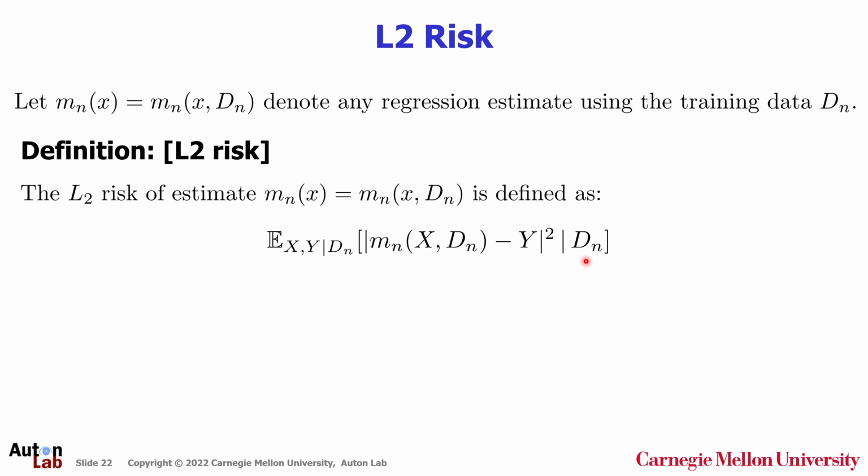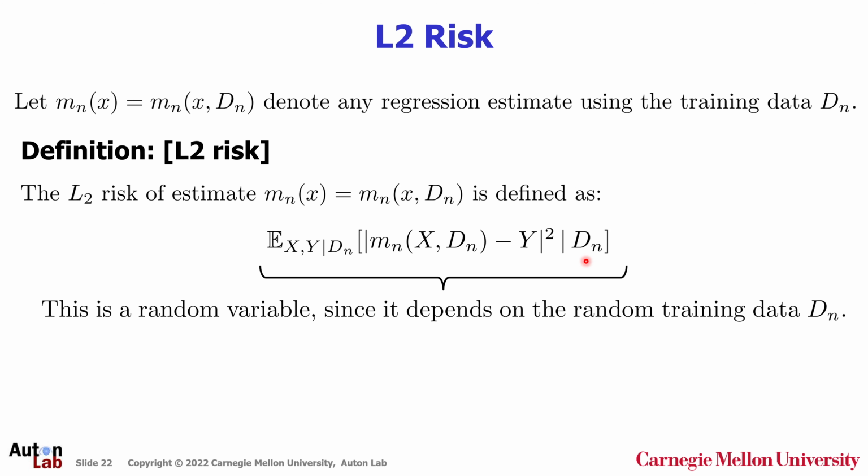In other words, we are given the training data set Dn and we want to calculate the expected value of (Mn(x) - y) squared. In this expected value, x and y are random quantities and we condition on the training set Dn. This conditional expectation will be a function of Dn, and as a result of it, it's a random variable since it depends on the training data set Dn.